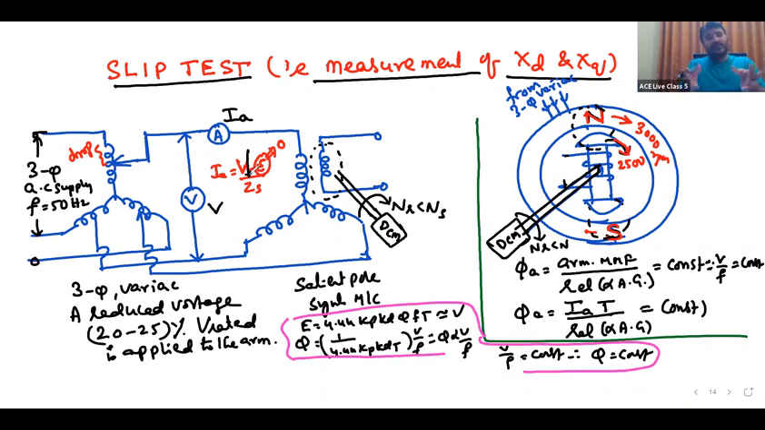Otherwise, if rated voltage is given, the armature current is much more and the winding will get burned. Okay. That is the reason.